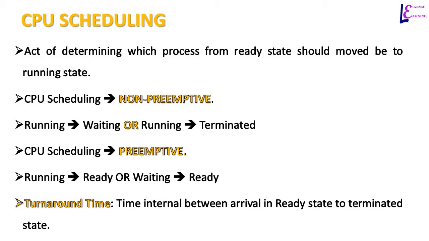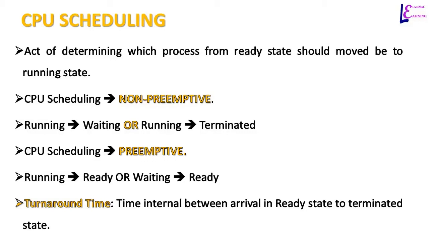CPU scheduling falls into two categories: non-preemptive scheduling and preemptive scheduling. In non-preemptive scheduling, a process in running state gives up the CPU voluntarily. That is, a process moves from running state to waiting state to use another resource other than CPU. Or a process has finished executing and it is moved from running state to terminated state.